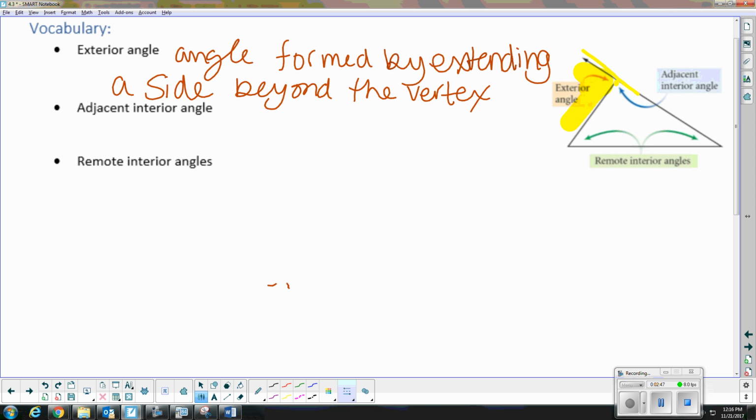And it could be any side beyond any vertex. So you could also extend this side beyond the vertex, and this would be an exterior angle. You could extend this side beyond the vertex, and this would be an exterior angle. So it's really any side that goes beyond the vertex.